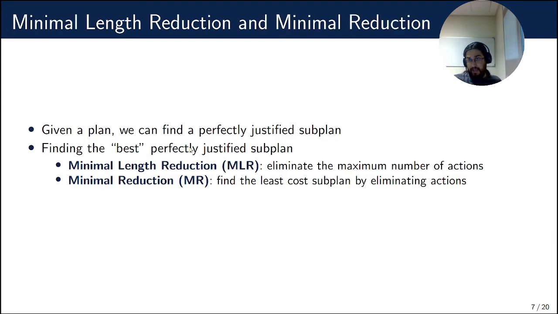With the idea of perfect justification, we can try to find the best perfectly justified subplan given an input plan. These problems are known as the minimal length reduction and the minimal reduction problems. The minimal length reduction problem tries to eliminate the maximum number of actions from a plan while still getting a valid plan for a task. And the minimal reduction problem tries to find the subplan with the least cost by eliminating actions from the original plan.